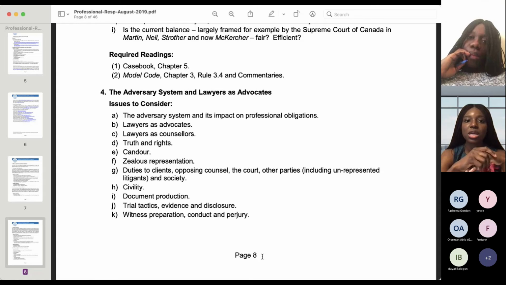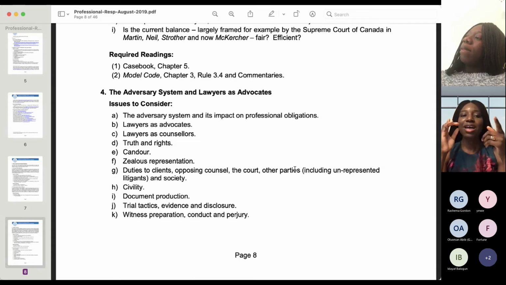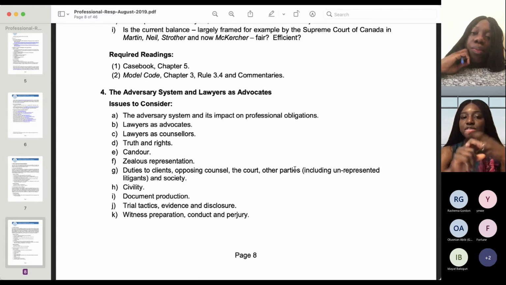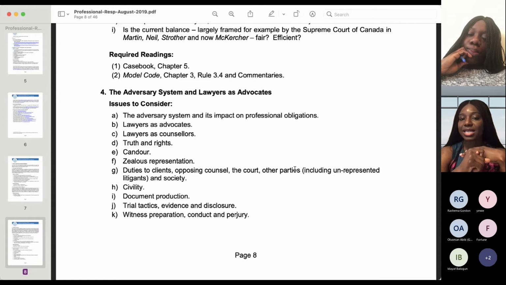They're not anything difficult. You should have a good relationship with other lawyers. You should be competent and diligent in carrying out services for your clients. I talked about candor. When I say you must be candid and honest with your client, zealous representation, duties to clients, opposing counsel, and court and other parties. So you don't only have a duty to your client, like I mentioned in the dominant model. You have a duty to opposing counsel, you have a duty to the court, and you have a duty to other parties and the society.